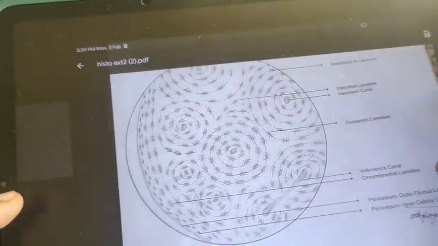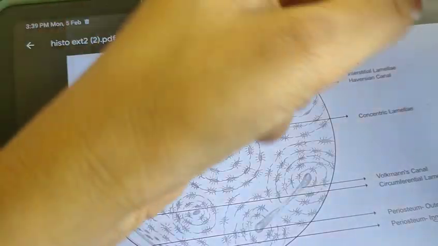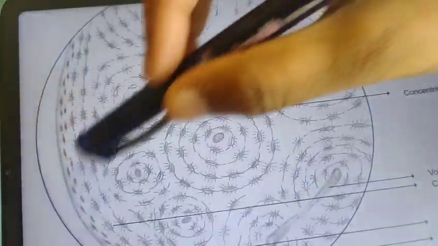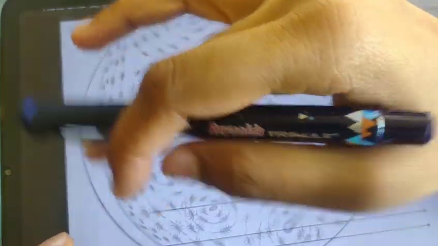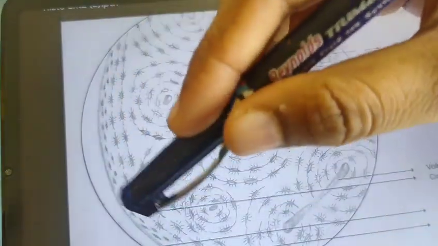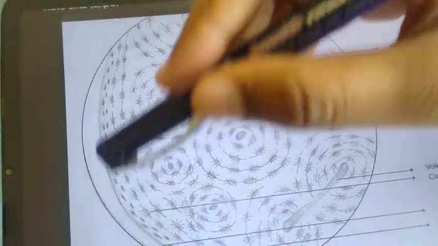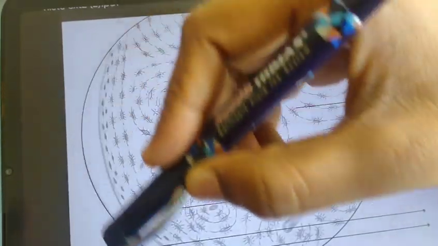This is a TS of bone, that is, transverse section. If the bone is cut across like this, it is a transverse section of the bone. Above the bone, there will be a layer called periosteum. It covers the peripheral region. Osteo is the term used for a bone. Periosteum covers the bone.